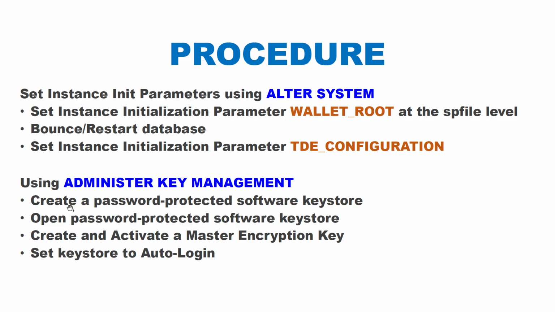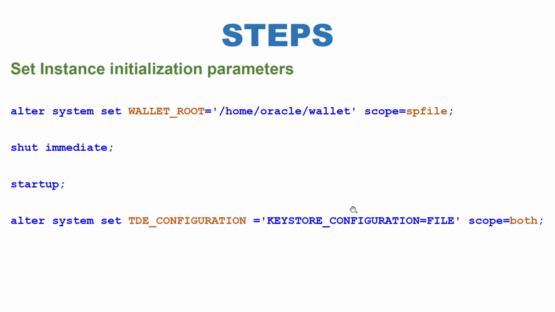So the first step is to create a password protected software key store. Then we'll open the password protected software key store. Then we'll create and activate a master encryption key. And finally, we will set the key store to auto login. So the steps are: create, open, create and activate master encryption key, and set key store to auto login. Now that we have seen these steps, let's see them in detail.